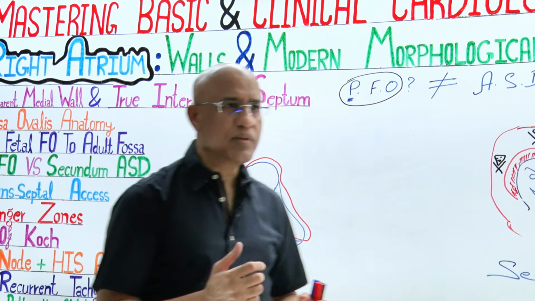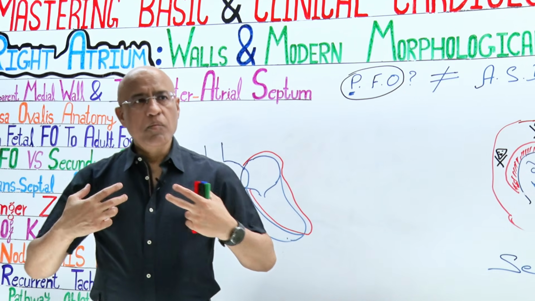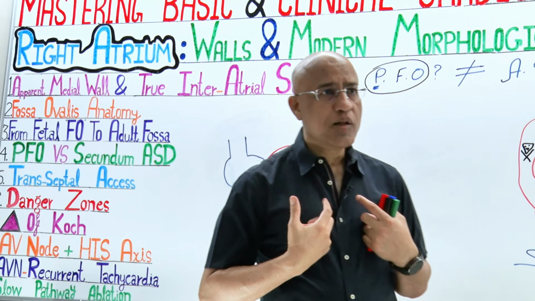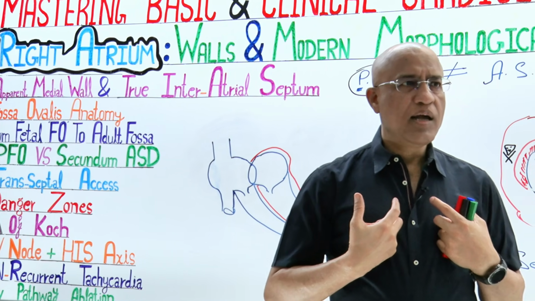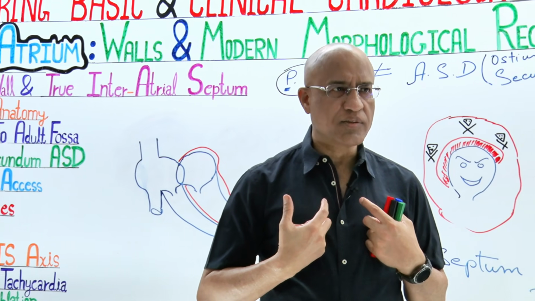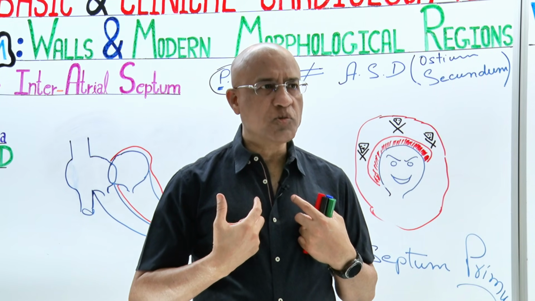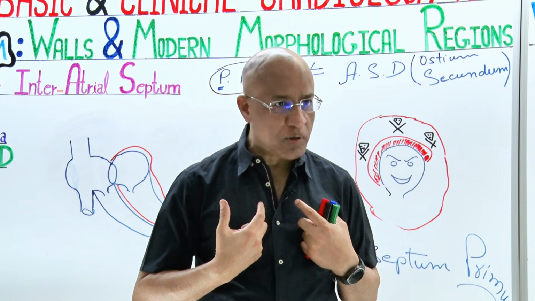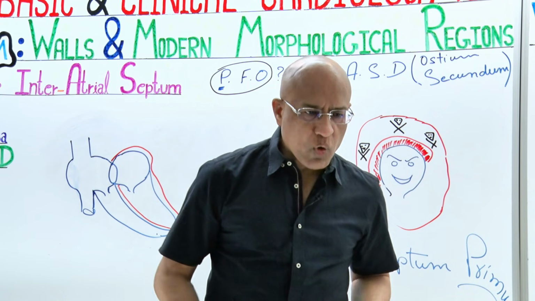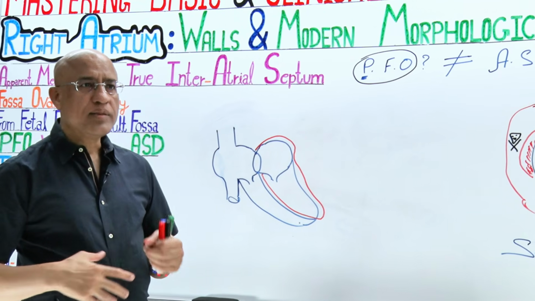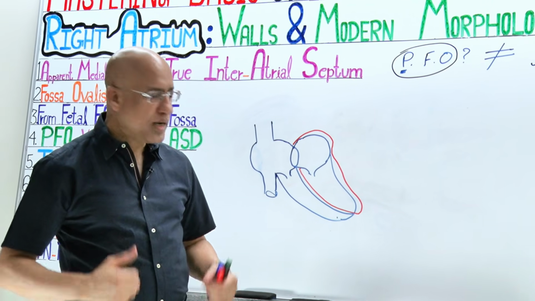So what really happens is that in fetal life, our lungs are not functional as far as aeration and breathing are concerned. Inspiration and expiration are not going on, right? So how does the blood get oxygenated? That is from the placenta, right?